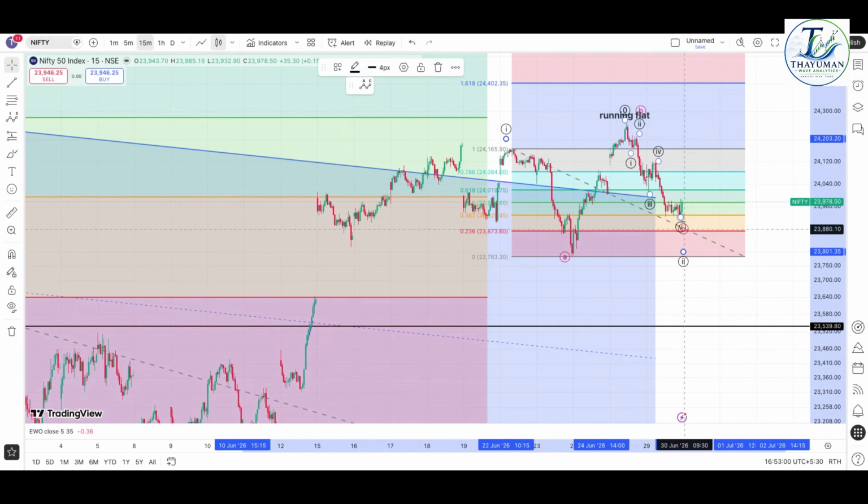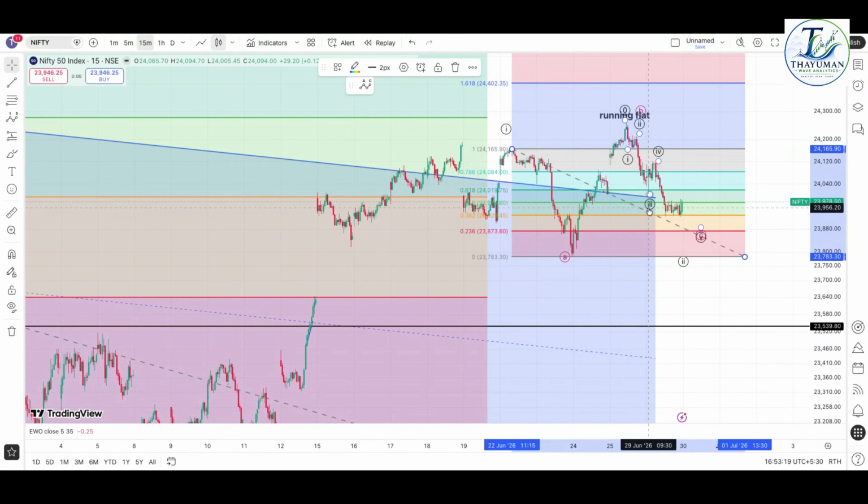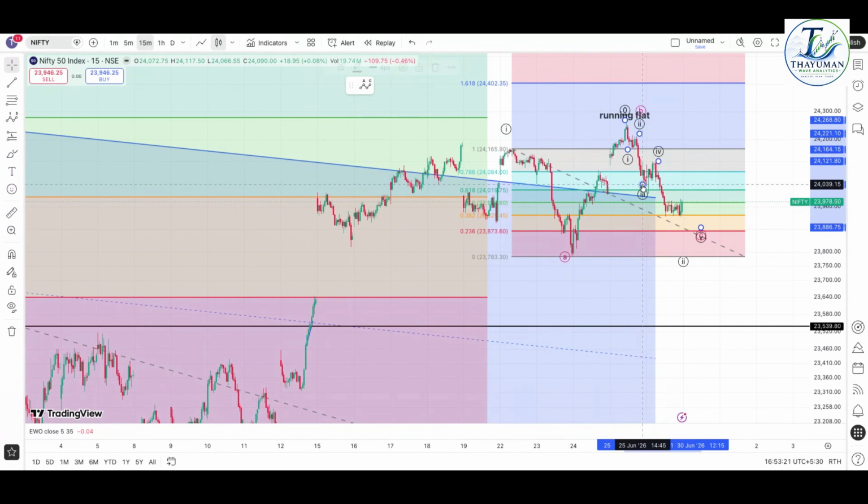So as I said, one possibility is that we have ended C. Since this is a running flat, it need not reach here. It can be short and then go back. So in that case, this is 1, this is 2, this is 3, and this is 4, and 5 is here. We have mentioned 5 is here, and then we are going up.